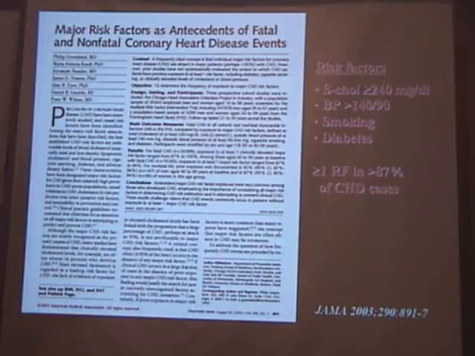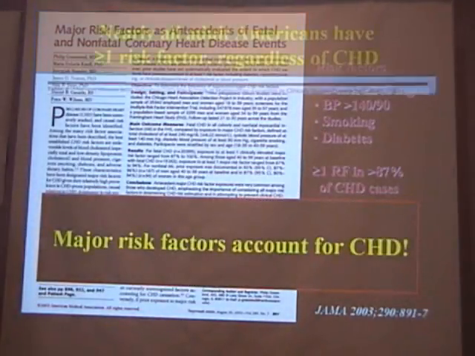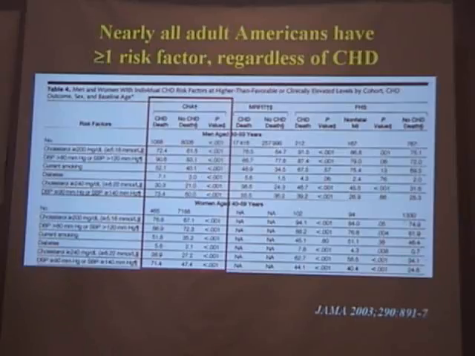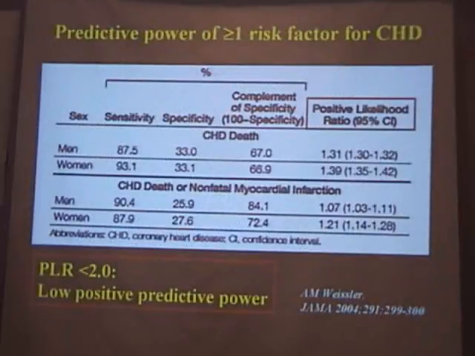Many of you know this paper from JAMA 2003, where it was shown that the major risk factors for ischemic heart disease account for the disease. Nearly all persons that have a heart attack have at least one major risk factor for coronary artery disease. So these factors are causal. They cause the disease. Nevertheless, the problem is also that people who don't have the disease have these risk factors. And it was also said in a letter in JAMA after this paper was printed that the predictive value of these risk factors is low. You cannot predict who is going to have a heart attack or who will not have a heart attack.